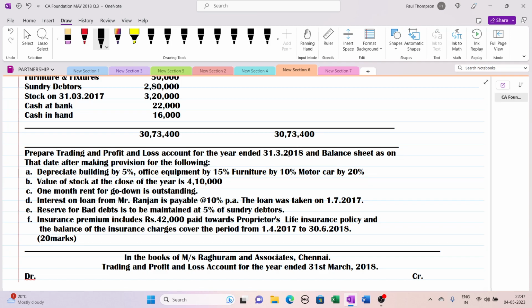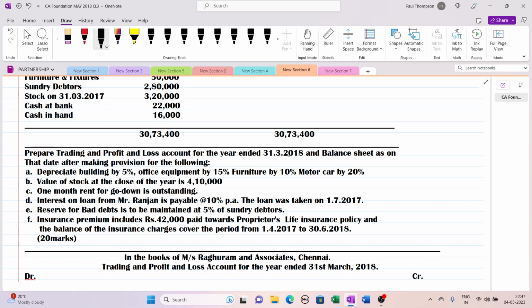There are certain adjustments. They have given 6 adjustments. First one is depreciation. Depreciation on building 5%, furniture 10%, office equipment 15%, and motor car by 20%. Value of closing stock is given. 1 month rent of godown is to be adjusted. Interest on loan, they have given the rate 10% and it was taken on 1/7/2017. That also we have to calculate.